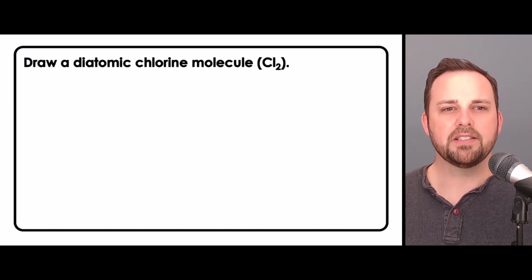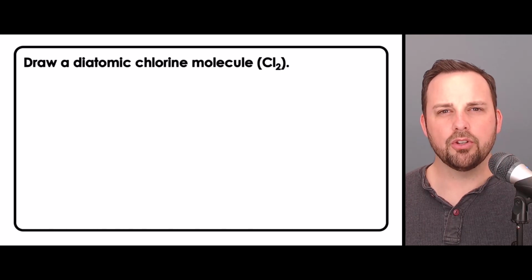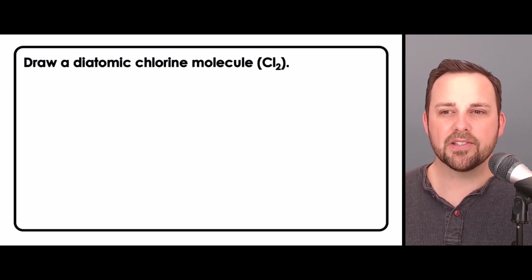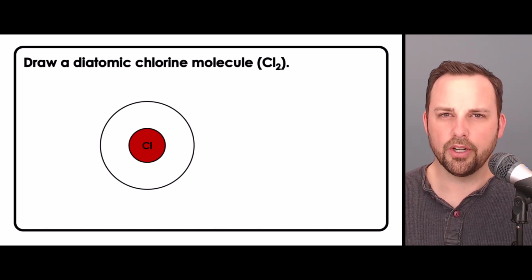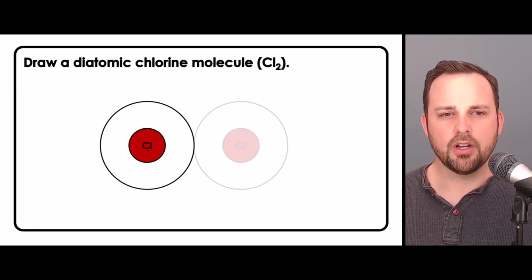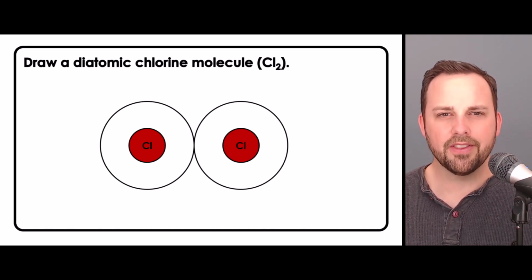Here's another example of a group 17 atom that's going to look very similar. We're going to draw a diatomic chlorine molecule. So 2 chlorine atoms together that have formed a single covalent bond. And it's really going to look almost exactly the same, except for the nucleus, it's going to be chlorine instead of fluorine. So on the left, we'll draw the chlorine nucleus represented by the red circle with just the valence shell on the outside. Then we'll draw the other chlorine nucleus with just the valence shell. We don't need to draw the inner shell.